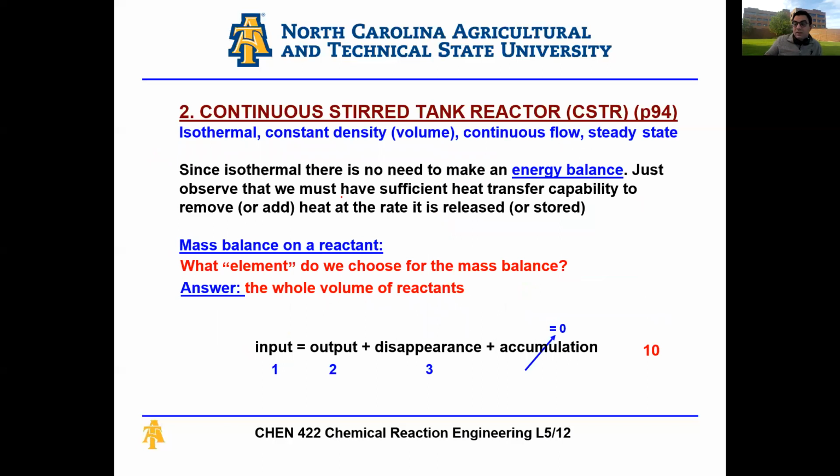Let's move on to a second type of reactor, which is the CSTR. And we're going to derive the performance equation for a CSTR, right? And again, we're going to make a bunch of assumptions here. First one is isothermal. So by saying it's isothermal, we're going to forget about the energy balance. We don't need an energy balance basically because it's isothermal.